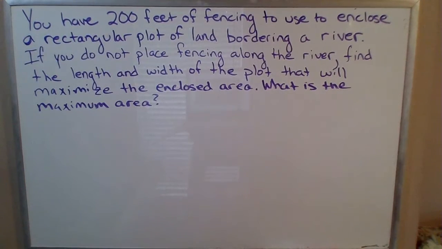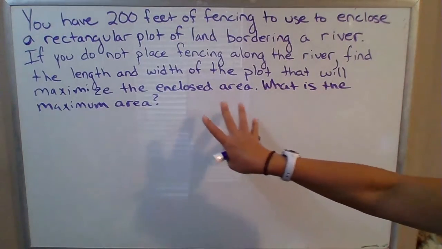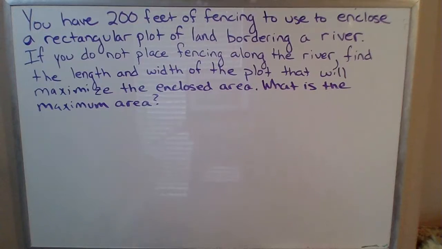Got another word problem for you involving a quadratic function. So this time you have 200 feet of fencing to use to enclose a rectangular plot of land that borders a river. If you do not place fencing along the river, find the length and width of the plot that will maximize the enclosed area, and what is that maximum area.